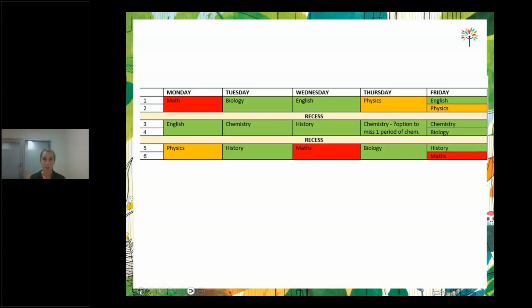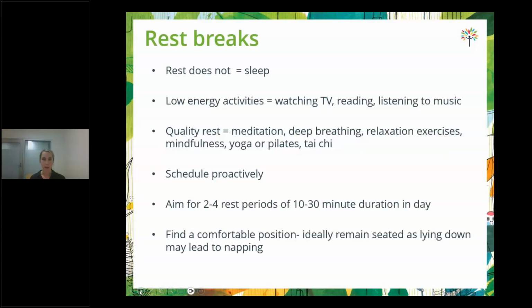There are also other supports that we can link you in with through the clinic as well. Rest breaks we touched on, about rescheduling those into the week proactively, and I think it's important to highlight that rest doesn't just equal sleep. So we know that restful activity is really any activity that slows down the body and gives it time to rest and recover.